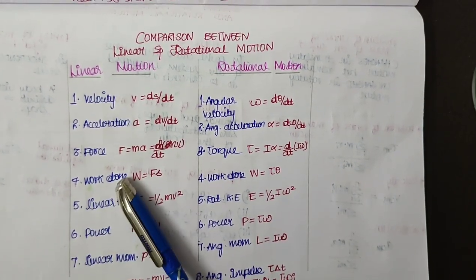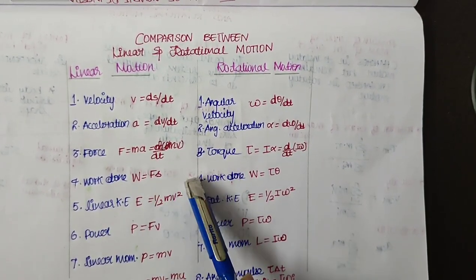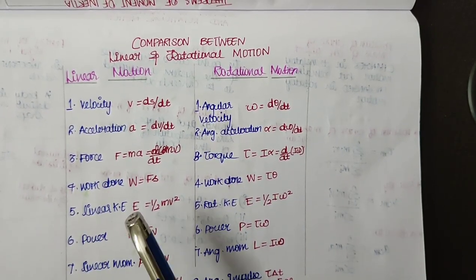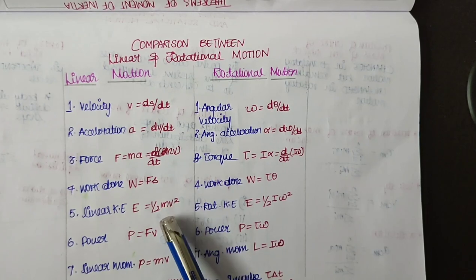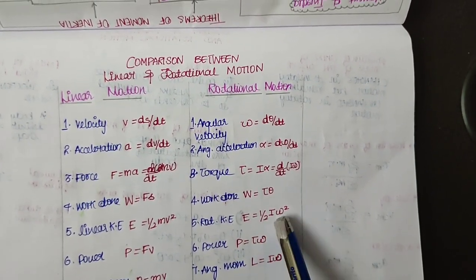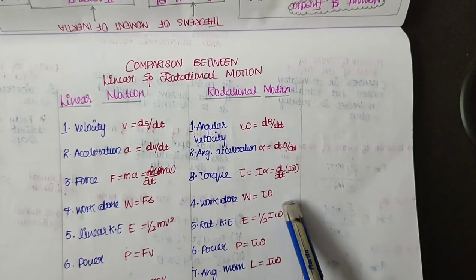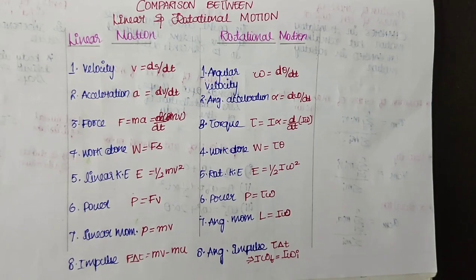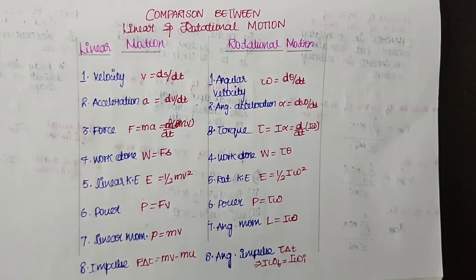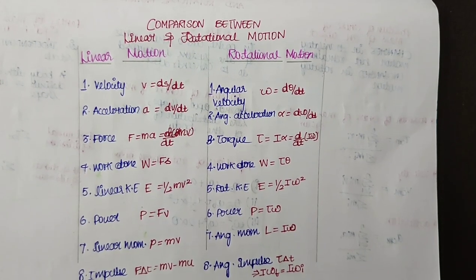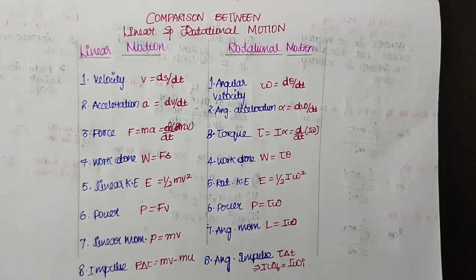To talk about the work done, it is force into distance. Here it is torque into theta. And to talk about the linear kinetic energy, it is E equal to half mv square. In rotational kinetic energy, it is half I omega square, and this we already discussed in the topic of inertia also. Now to talk about the power, it is force into velocity. So here it will be torque into omega, which is the angular velocity.